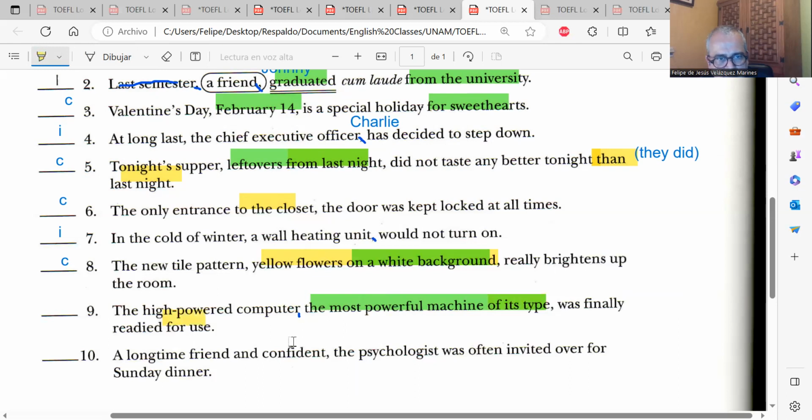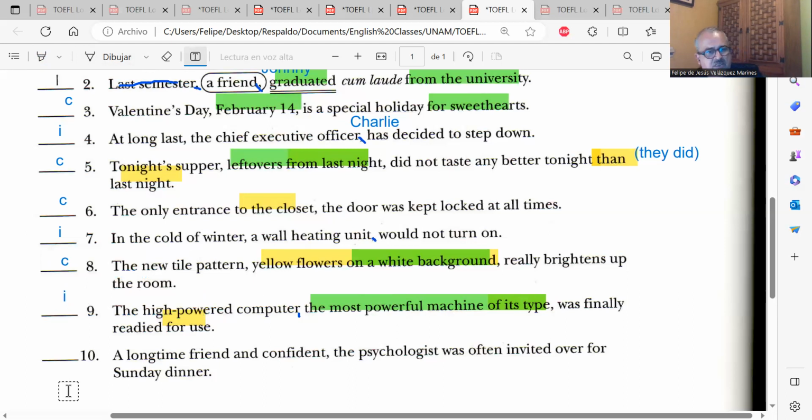Remember, let's go to the basics. What is a prepositional phrase? Preposition plus noun. And if you eliminate it, nothing happens. So the high-powered computer, the most powerful machine, was ready. We eliminate "of its type" and "for use." This is still an appositive, this is still a subject, this is still a complement. A verb, sorry, "was finally ready." I was going to say predicate. So this is incorrect. We needed to include a comma.